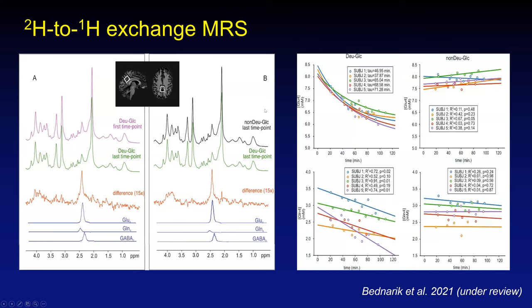And then here you see some time courses over 5 subjects. We see the deuterated glucose, the exponential drop in the signal, and then here you see it for the glutamate, and here you see it for the glutamine. Here the SNR is not good enough to really fit an exponential curve, so we are doing just linear fitting. But then you see obviously in the non-deuterated glucose case, everything is pretty stable. You see this also in the p-values and the R-square values.